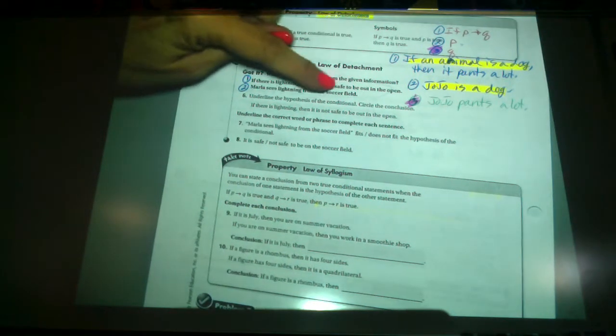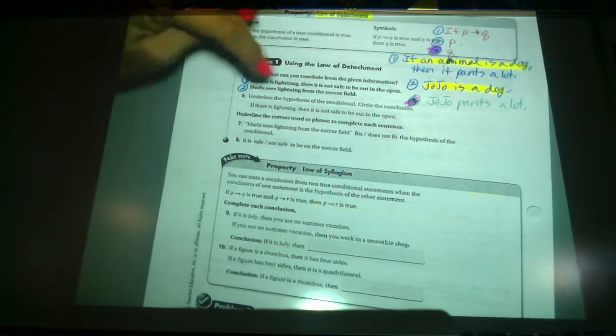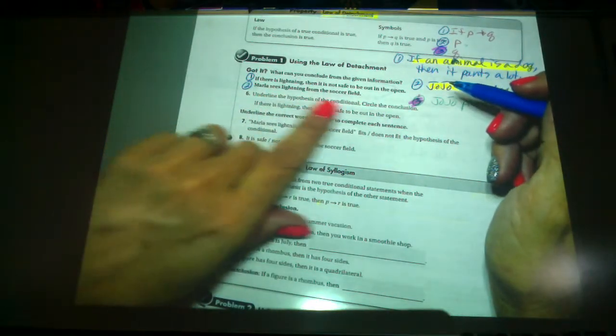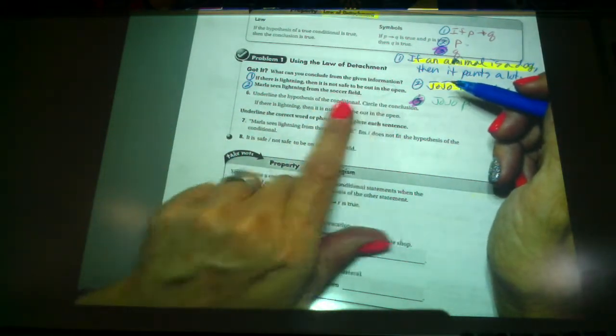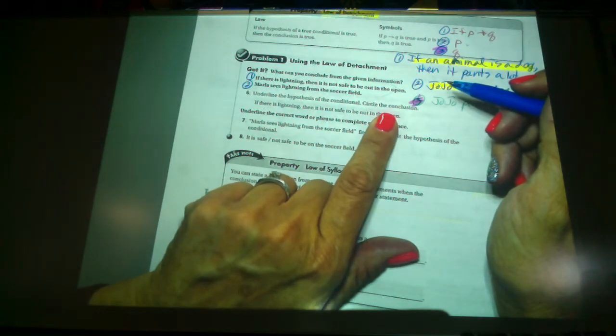So be really careful. They're going to try to trick you by mirroring the conclusion. It has to mirror the hypothesis, but be specific. So then what would our conclusion be? So if Marla sees lightning from the soccer field, wouldn't our conclusion be to mirror the conclusion but be specific?